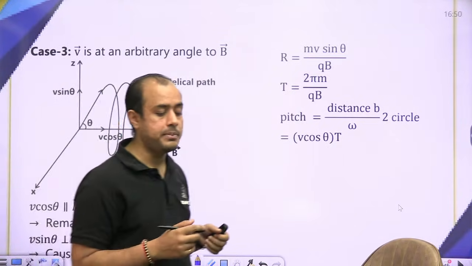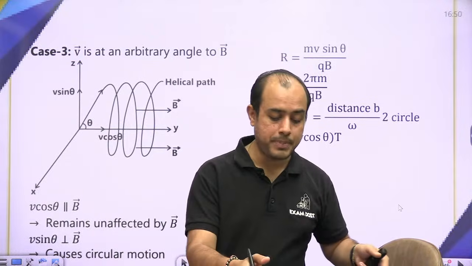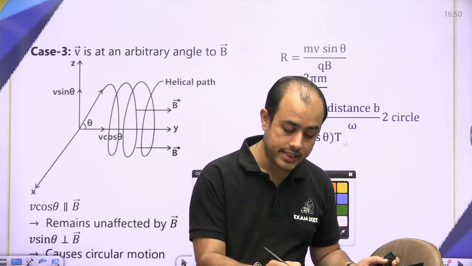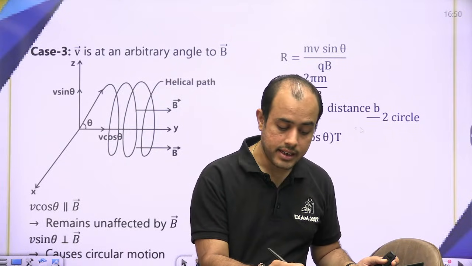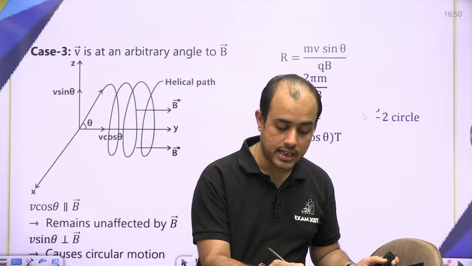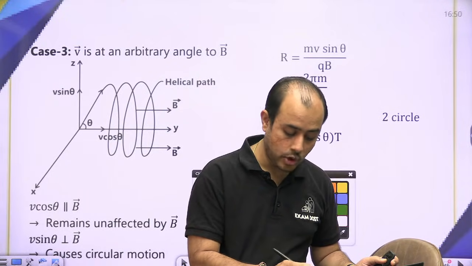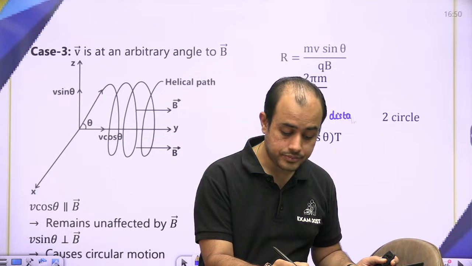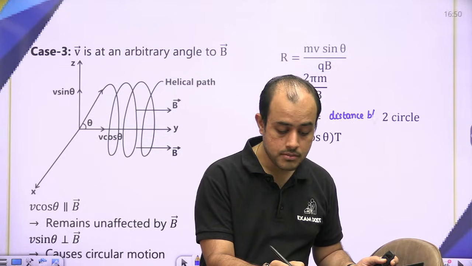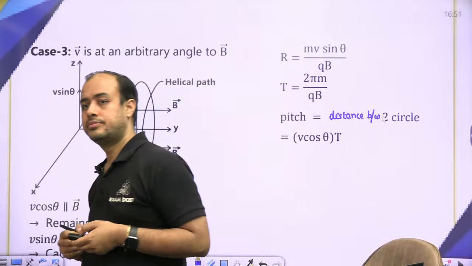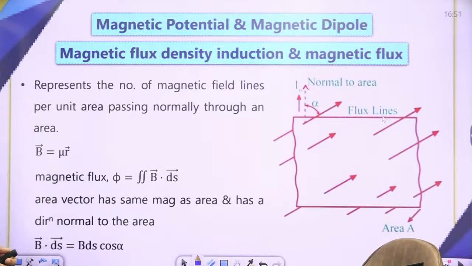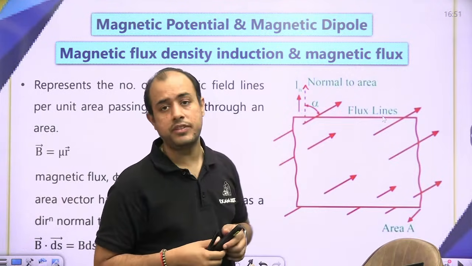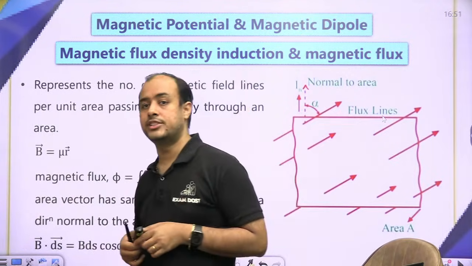दो सर्कल्स के बीच का जो डिस्टेंस है उसे पिच कहा जाता है. वो कैसे निकलेगा? v cos theta into टाइम पीरियड. एक सर्कल पूरा करने में कितना टाइम लगा और कितनी वेलोसिटी से चल रहा था, इस प्रोडक्ट को हम कहते हैं पिच. Okay, is that clear? Now, just like we define electric potential, we also define magnetic potential.